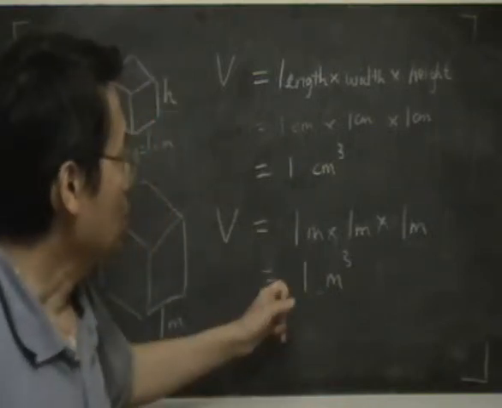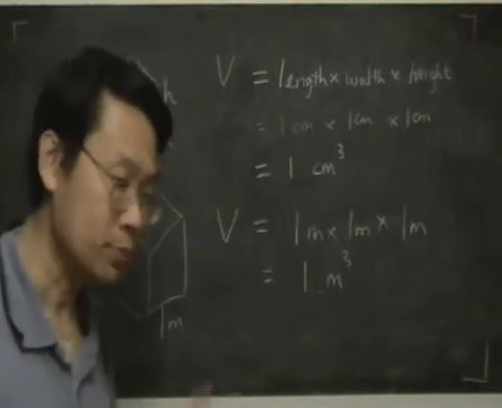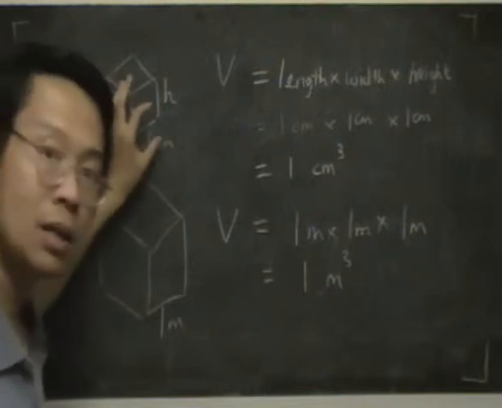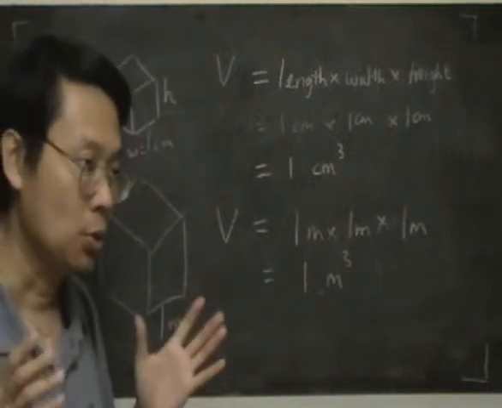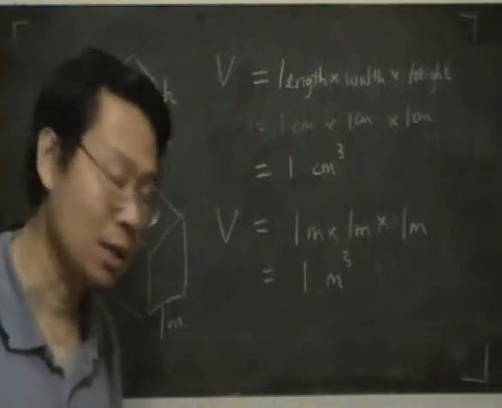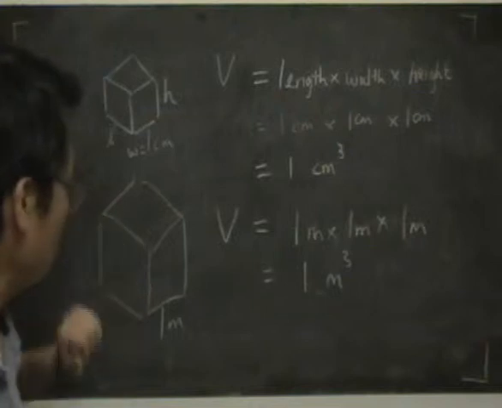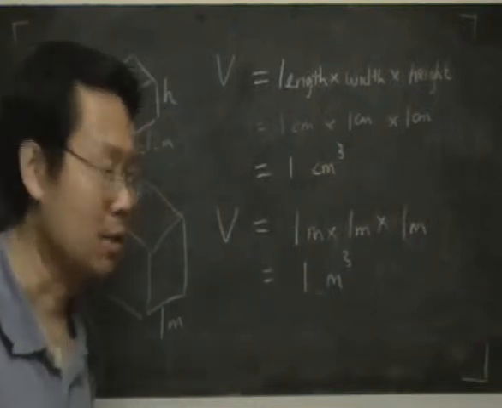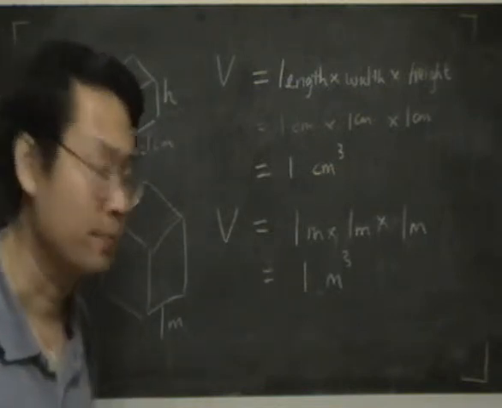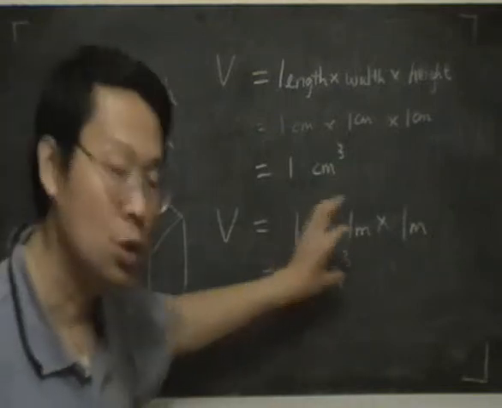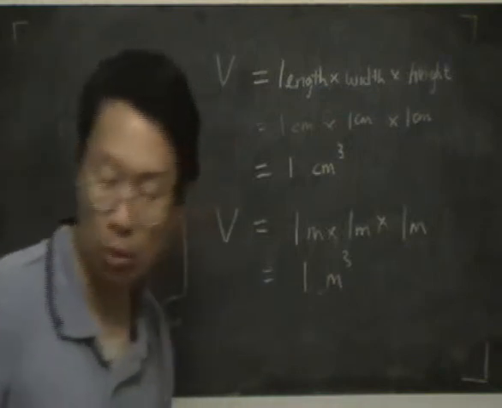For example, this cube with a side 1 meter is clearly a lot bigger than a cube with a side of 1 centimeter. Now, so can we say in this 1 meter cubed volume, how many 1 centimeter cubed volumes are there? In other words, 1 meter cubed is equal to how many centimeter cubed? So that's the kind of conversion we want to learn.